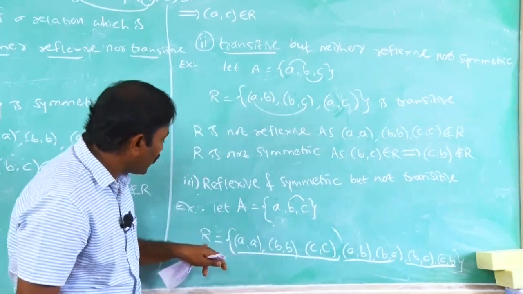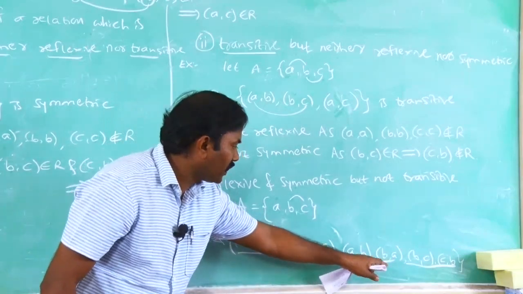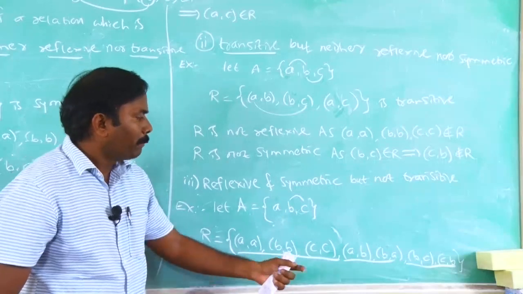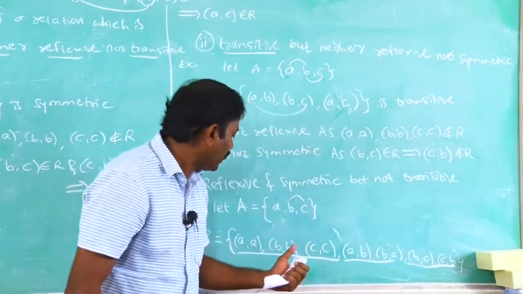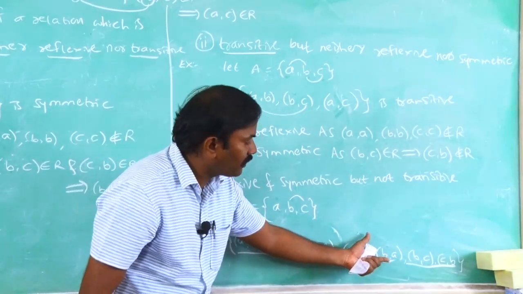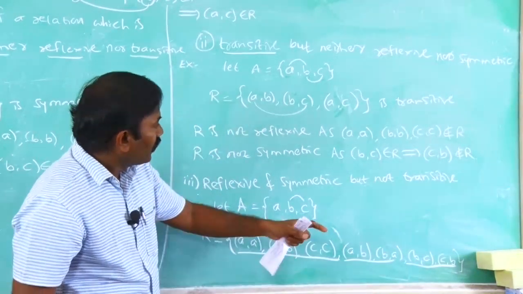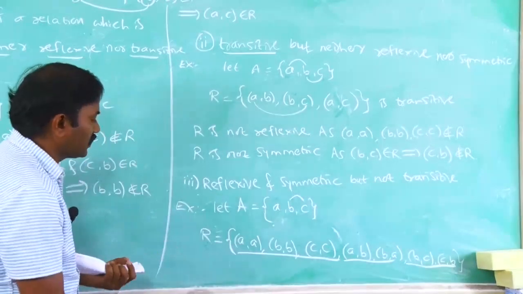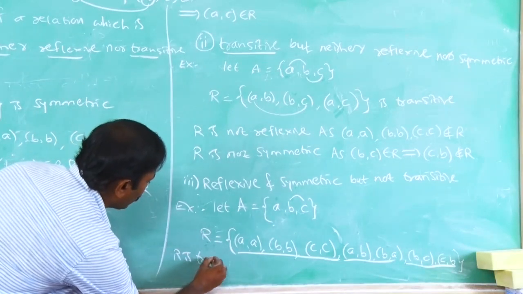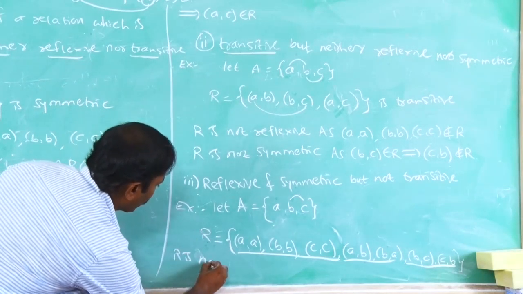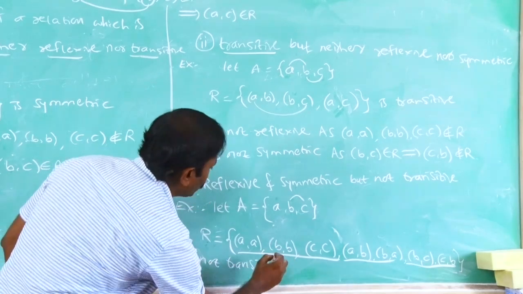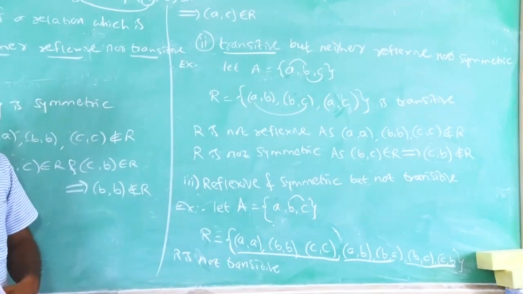A comma B in the relation, so A comma B inverse, B comma A, is also in the relation. Next, B comma C in the relation, so B comma C inverse, C comma B, is also in the relation. So this relation is reflexive and symmetric, but not a transitive relation, because the reason is that this relation is not transitive.